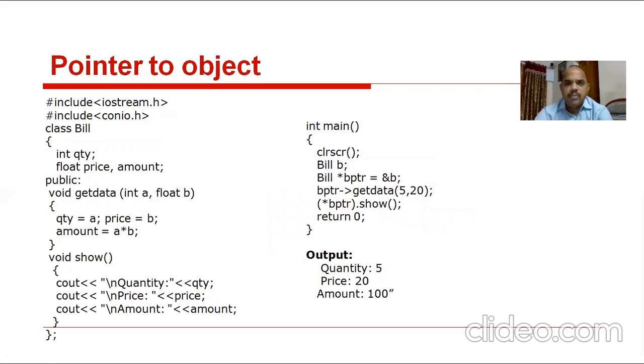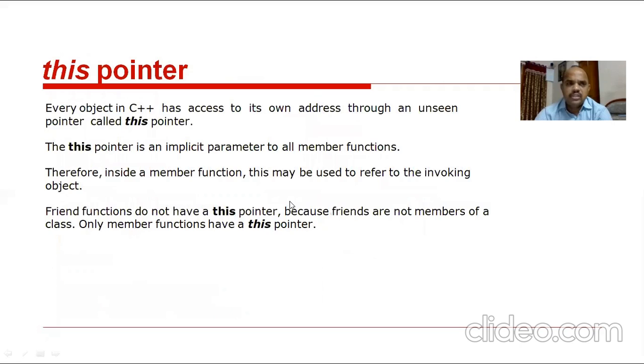The next one is pointer to object, same as the previous example. Here b is an ordinary variable, and bptr is a pointer object, bptr = &b. Same as the previous example. To get data, we use bptr->show().